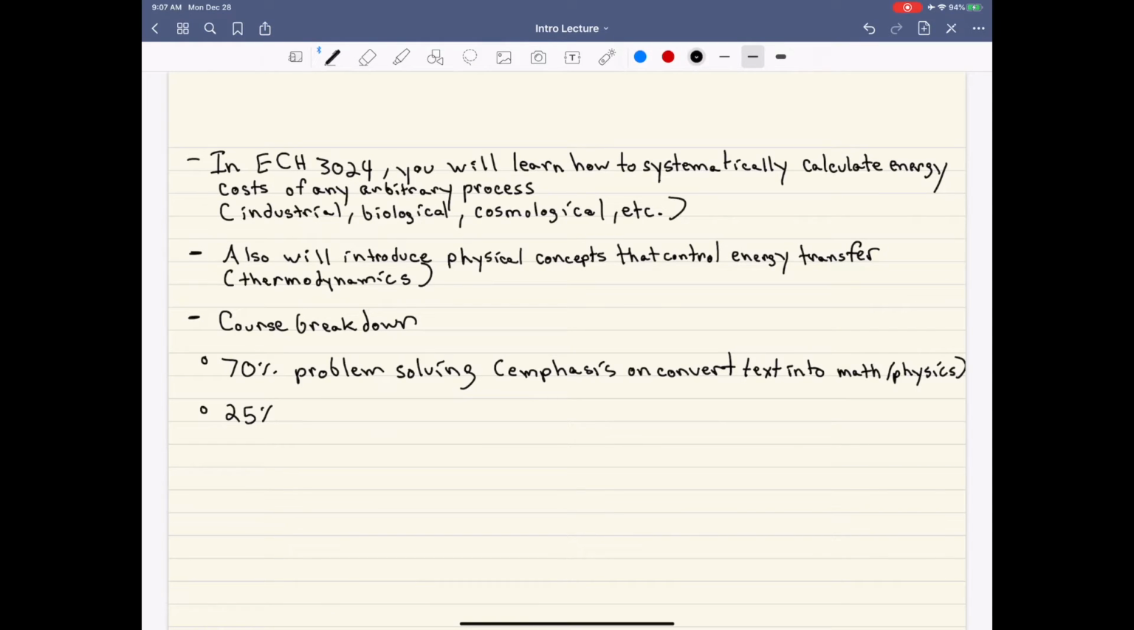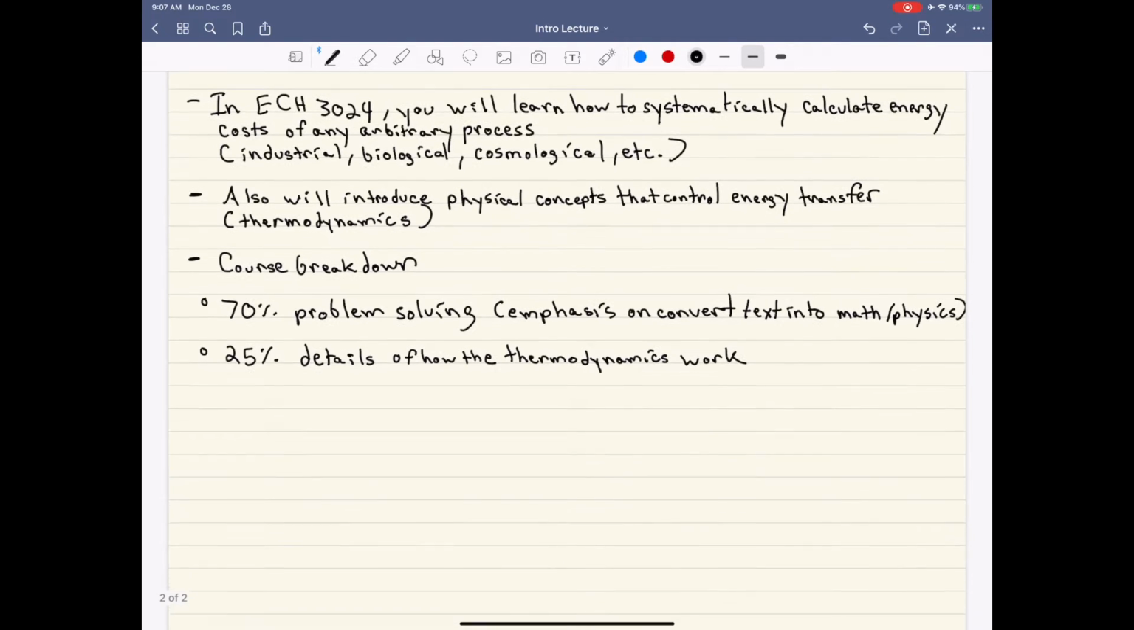25% of the course is going to be details of how the thermodynamics work. All right? So we'll learn about things like heat capacities and Hess's law. A lot of laws. We're going to learn about a lot of laws in this course. All right? So 25% of how the thermodynamics work.